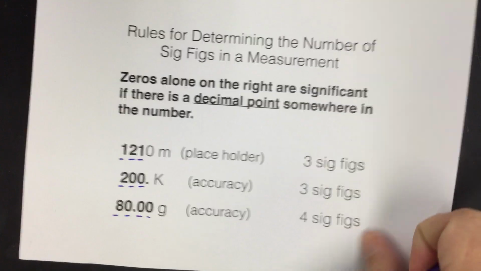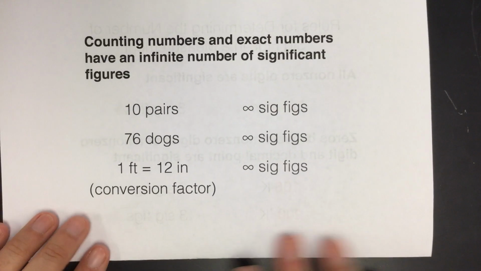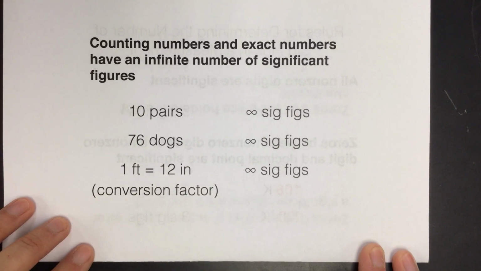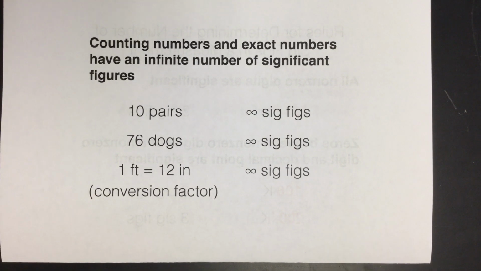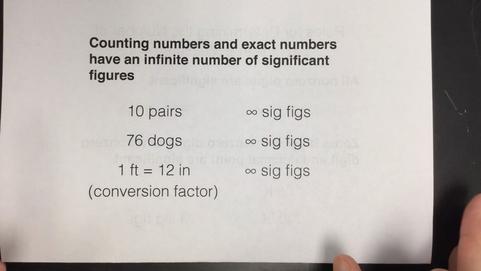The last rule is just kind of an extra rule to not forget about. It will show up every once in a while. If you have counting numbers, these aren't measurements. These are exact counts. And so they will have an infinite number of significant figures, so 10 pairs, 76 dogs, or in the future when we start using conversion factors, those will also be considered as exact and will have an infinite number of significant figures. So this will pop up every once in a while, and we'll do an example on your packet.